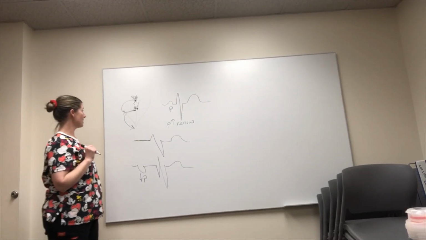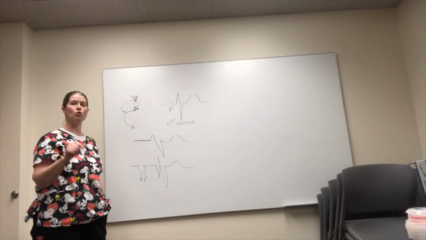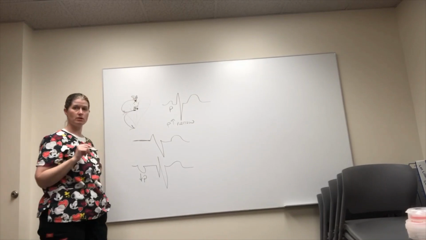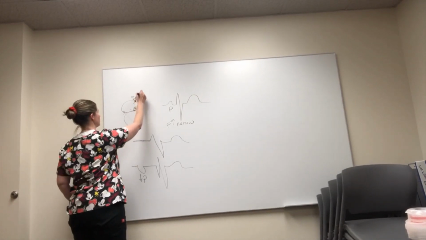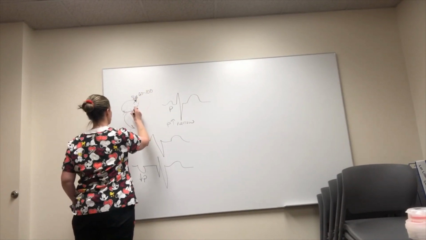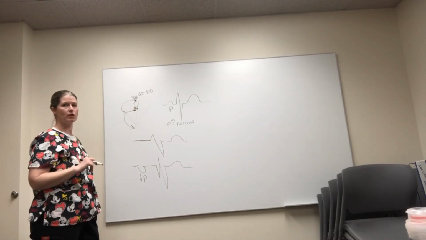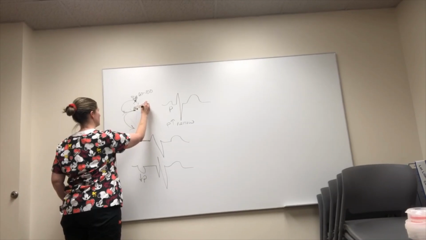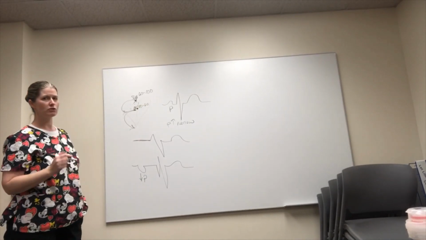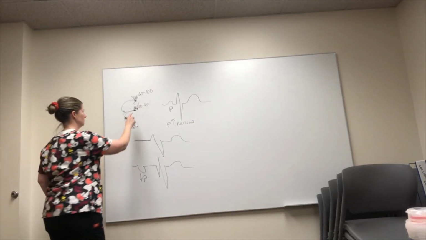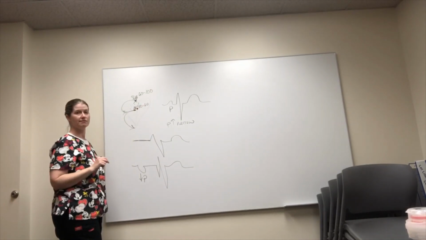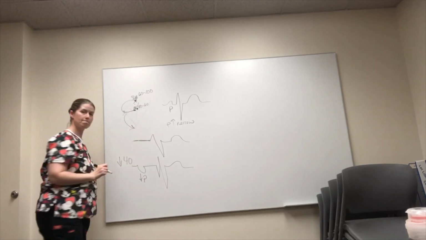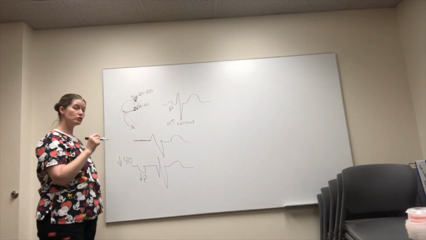Now what is your normal rate when your SA is in charge? 60 to 100. What if the AV node is in charge, the SA node's not working at all? 40 to 60. So what do you think about the junctional? It's probably going to be less than that, right? So we're going to say less than 40. So usually you have a slow rate.